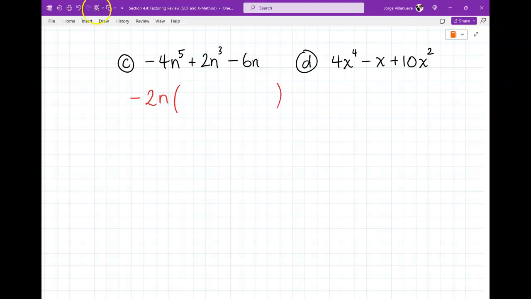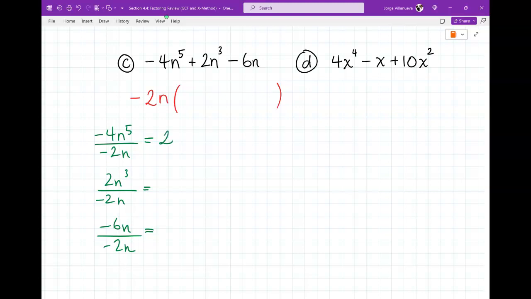Now, like I said, I'm going to show you the way I was taught how to do this many years ago. So this is what my teacher used to say. You're going to get your first term, and you're going to divide it by your factor. Get your second term, divided by your factor. And get your third term, and divide that by your factor. And once you get those 3 answers, you're just going to write them in order. Okay? So, what's negative 4 divided by negative 2? That's 2. N to the 5th divided by n to the 1st, that's n to the 4th.